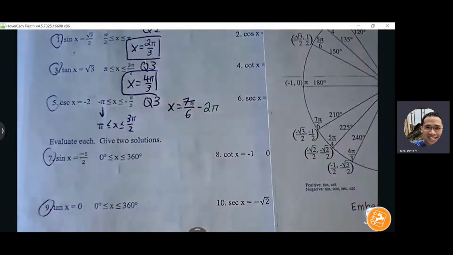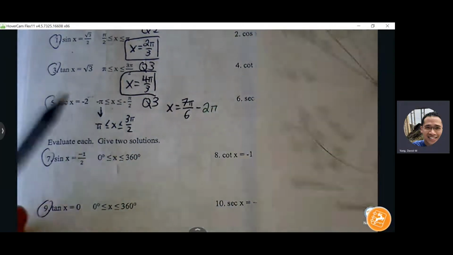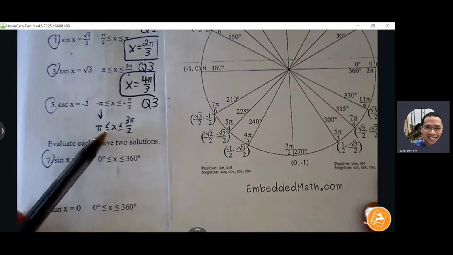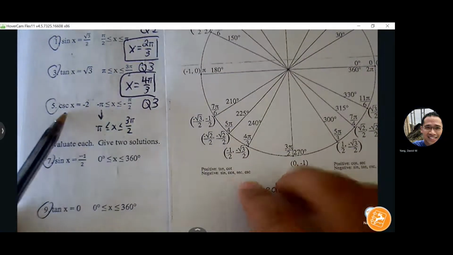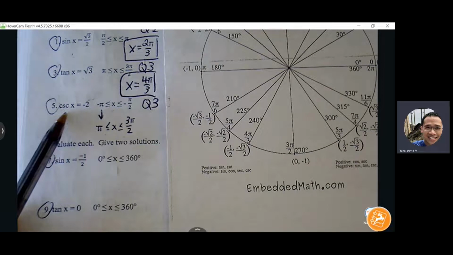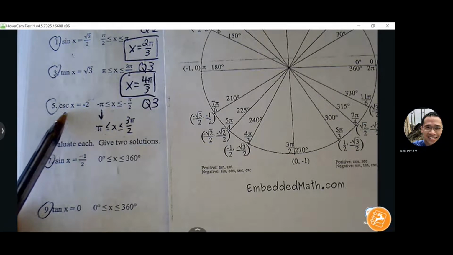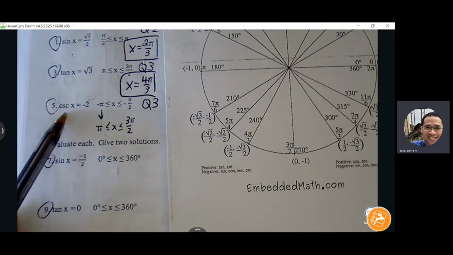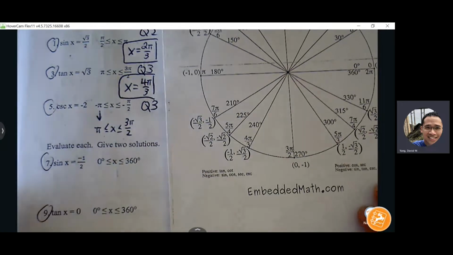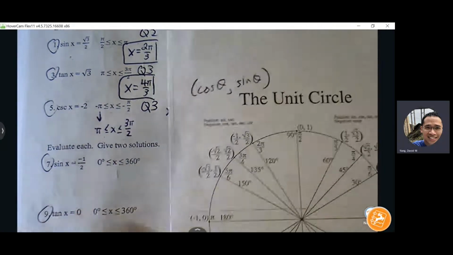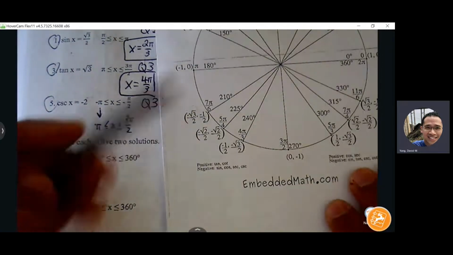How do you find that 7 pi over 6? Sure. We know it's in the third quadrant because it's between pi and 3 pi over 2. Cosecant is related to the what? Sine. And sine is, in terms of our ordered pairs, the y value. So we're looking for the y values here.